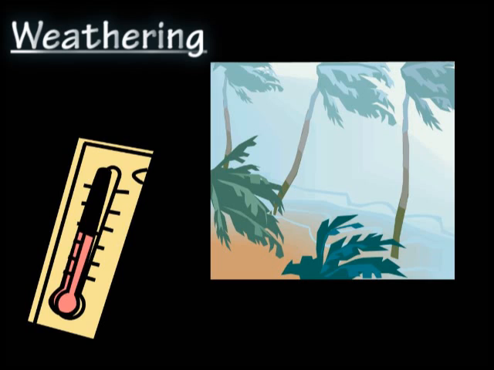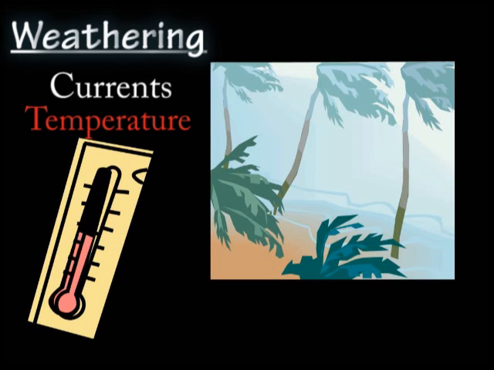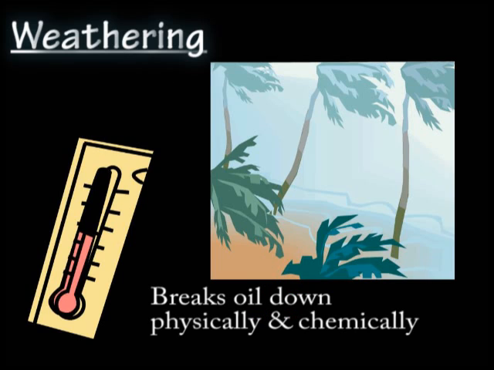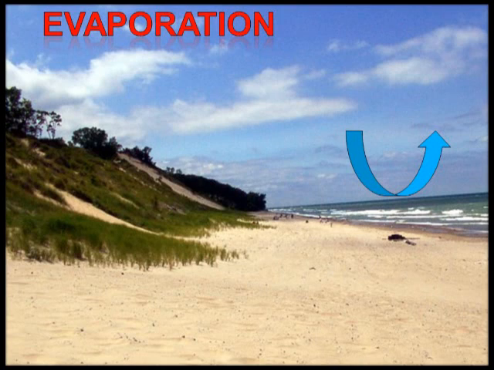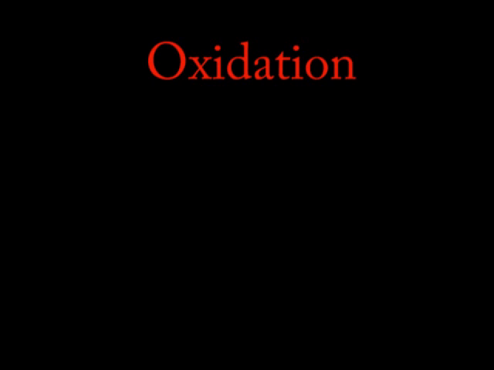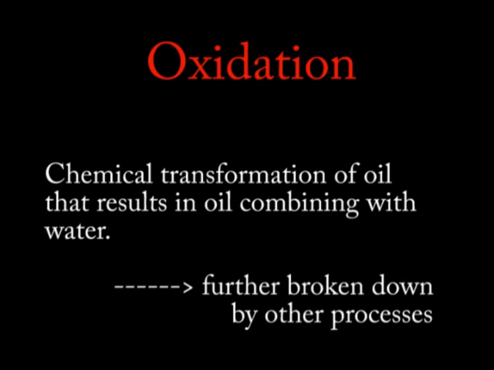Weathering involves the combined action of currents, temperature, waves, wind, and other environmental aspects that will break down oil both physically and chemically to form droplets. Evaporation occurs when the liquid component of oil is evaporated into the air. Oxidation is the chemical transformation of oil components, which allows oil to combine with water molecules, which ultimately results in oil breakdown.